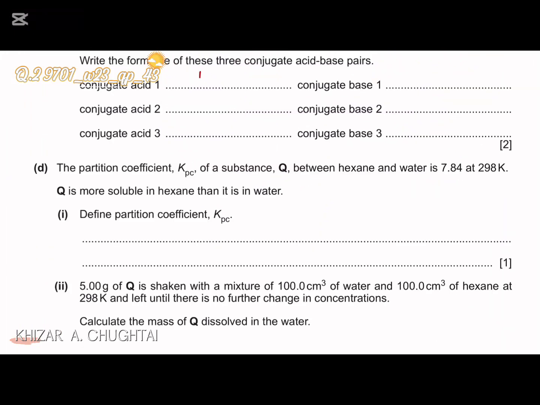So one is H2SO4, an acid. Its conjugate base is HSO4 1 negative ion. Next, the conjugate acid is H3O+, and here water is the base. Its conjugate base is H2O. Next, the conjugate acid is HSO4 1 negative, and its conjugate base is SO4 2 negative.